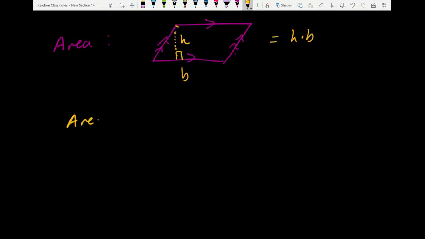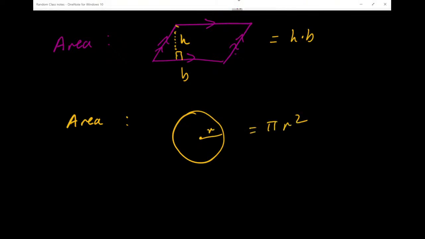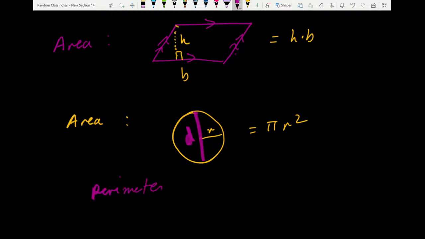And then you have the area for a circle. That's your radius, which is pi r square. And if the line goes across the center from one edge to another, we call it the diameter. And for that, perimeter, but for a circle, we don't say perimeter. Circumference. And the circumference is pi d or 2 pi r.